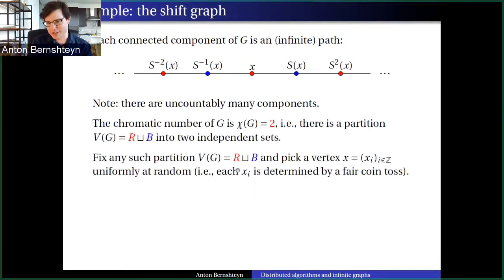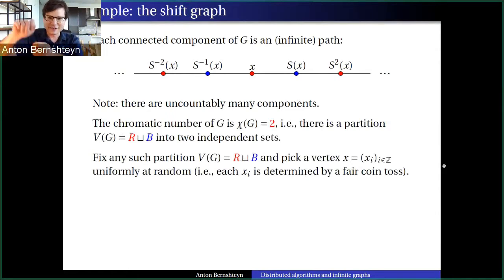Okay, fix such a partition. So fix the coloring into red and blue. Now, these vertices are infinite sequences of zeros and ones. I can pick one uniformly at random. So I need to determine the sequence of zeros and ones. I just toss a fair coin for each of the entries of the sequence, and all of these coins are independent from each other.